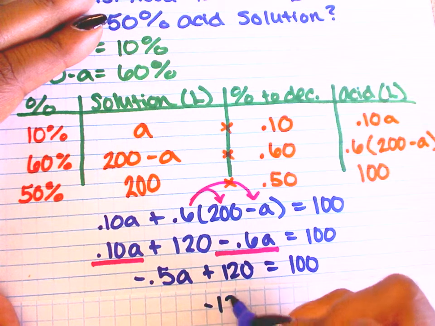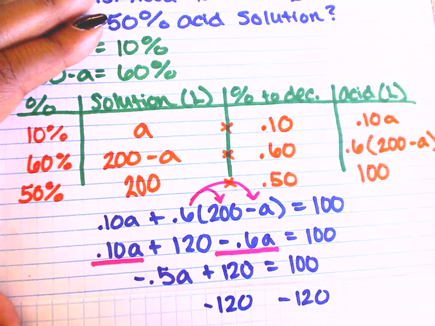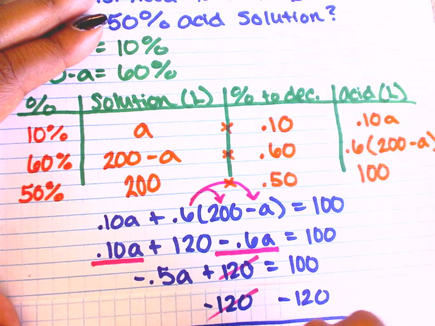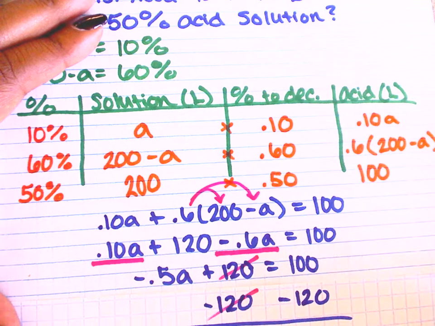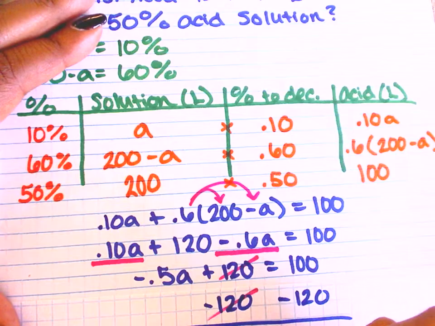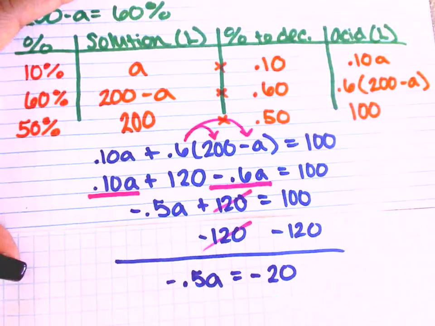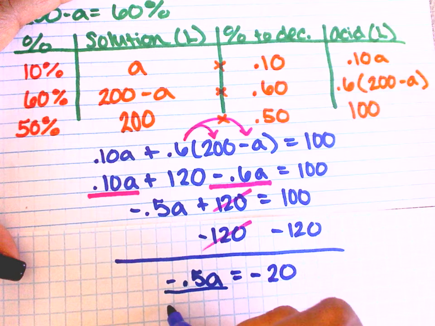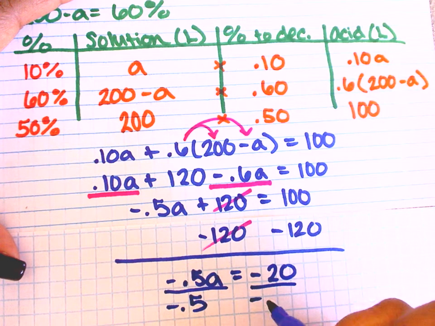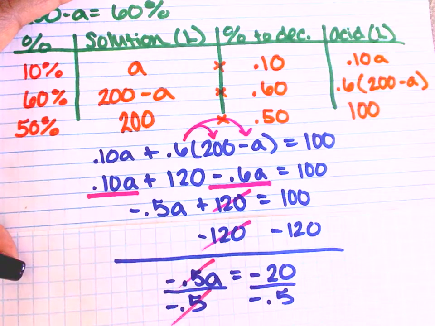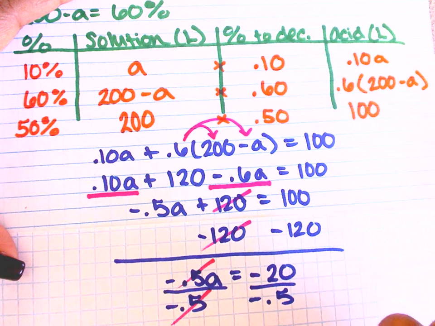All right, subtract 120 from both sides. My positive 120 and my negative 120 cancel. So I'm left with negative 0.5A equals 100 minus 120, which is going to give me a negative 20. Divide by negative 0.5 on both sides. My negative 0.5's cancel. I'm left with A equals 40.